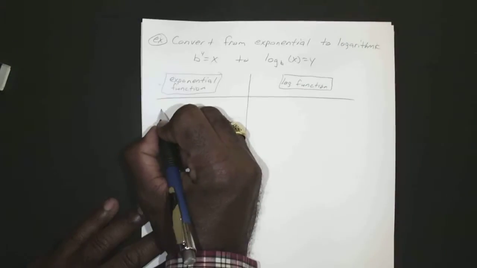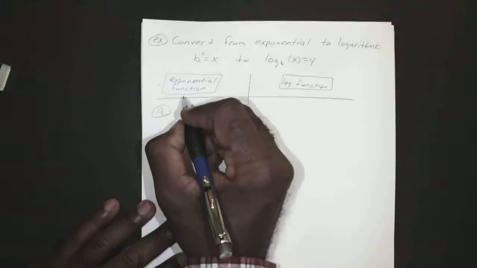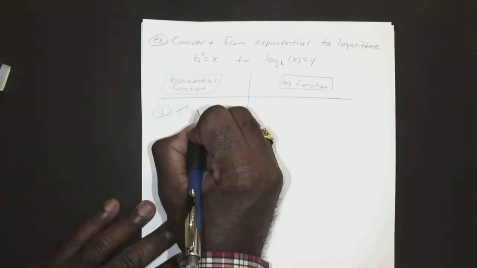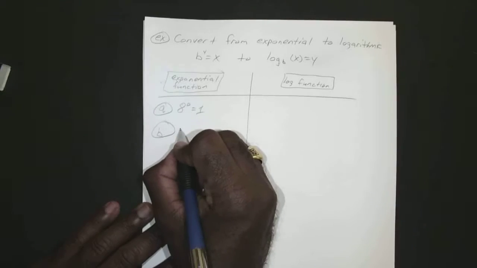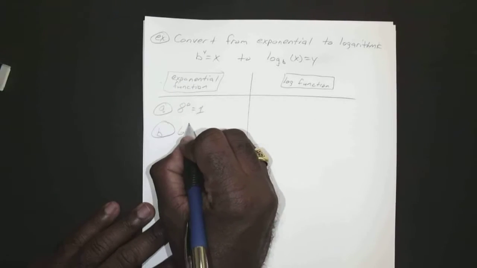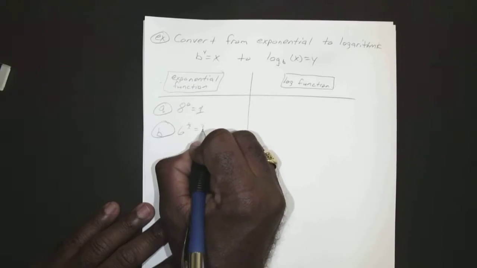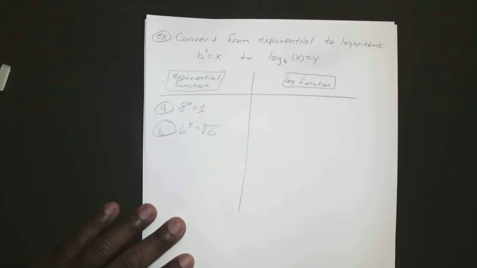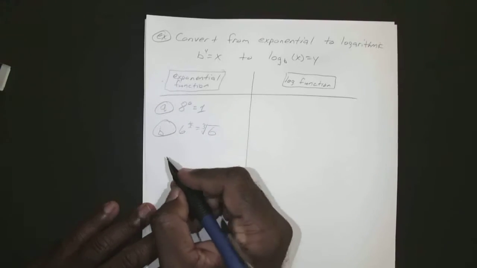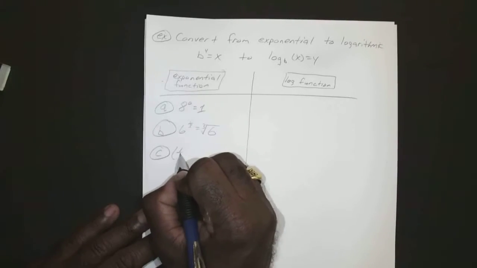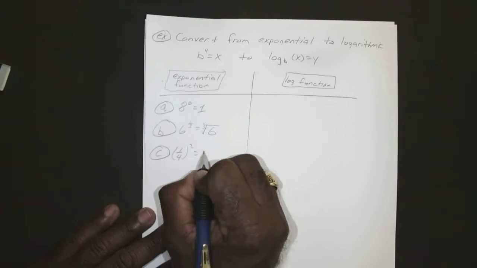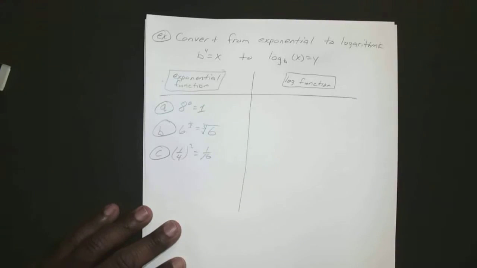So let's say for this one, for A, 8 to the power of 0 equals 1. Say for B, 6 to the power of 1/3 equals cube root of 6. And let's say for C, 1/4 squared equals 1/16.